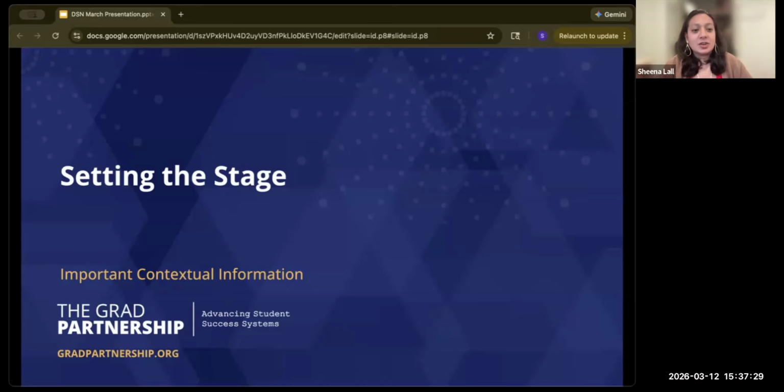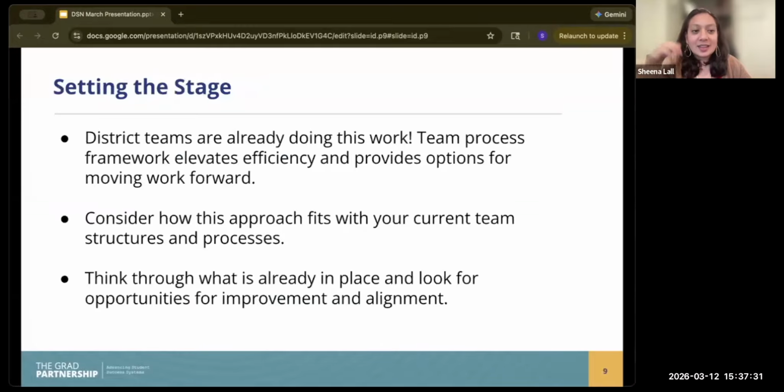We just want to start with some important contextual information, and that is that we know that your district teams are already working in wonderful ways to support students. And this process that we are going to discuss today, the framework, is just to help with efficiency and provide some options moving forward. So I'm going to describe a little bit of work that we did with District 3 in New York City, and hopefully you can consider how this approach fits with your current team. The point of today is that you would be thinking through what is already in place, what strengths you have, and looking for opportunities for improvement and alignment within your teams.